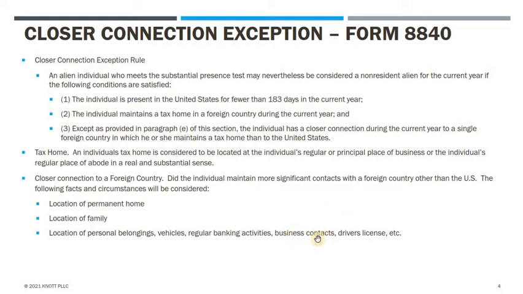If you're operating a business, where are your business contacts? Where is your driver's license registered, right? I mean, where are you registered to vote? All these little things that build up the facts and circumstances test to make sure that you can claim this closer connection. Okay, so we've set the stage for Hans. Now let's go look at the form.